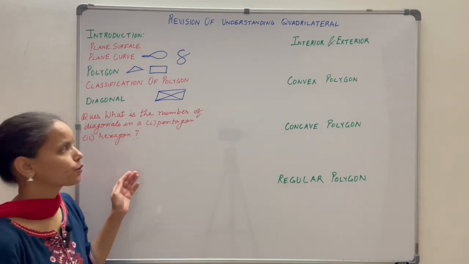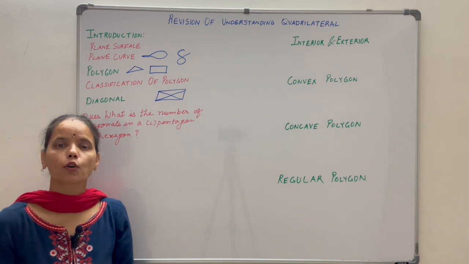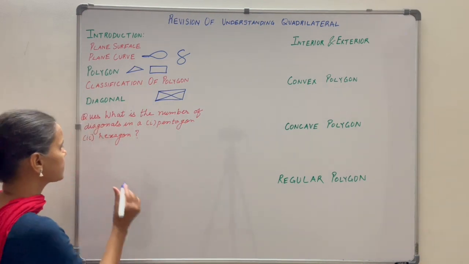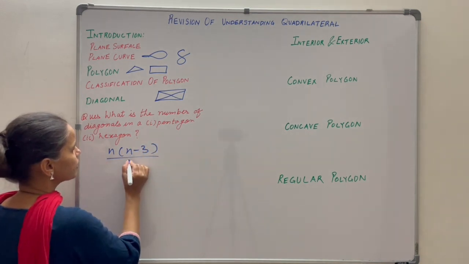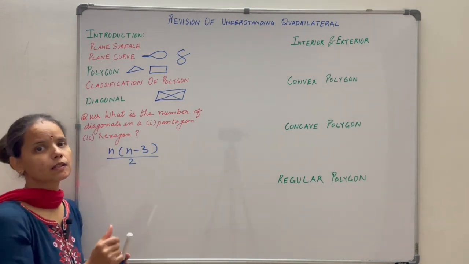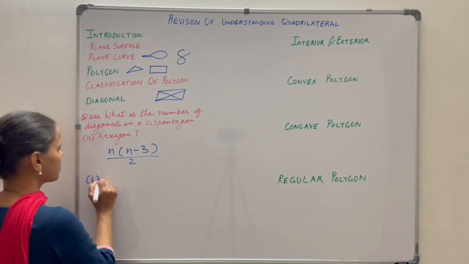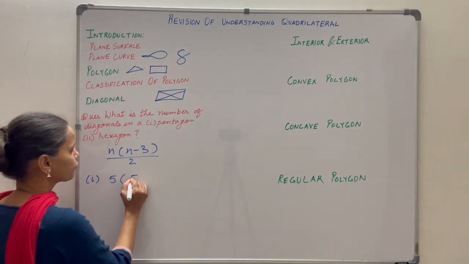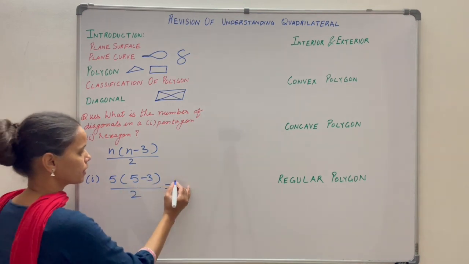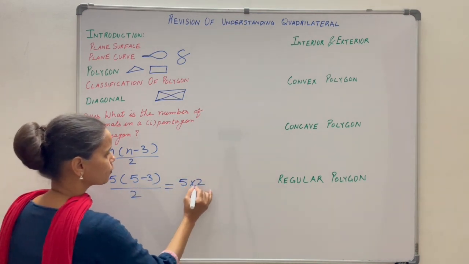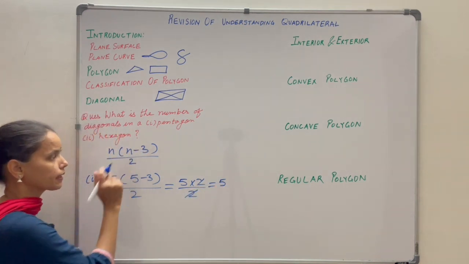Now let us do this question. What is the number of diagonals in a pentagon and a hexagon? The formula to calculate the number of diagonals is n into (n minus 3) divided by 2, where n is the number of sides. Pentagon means 5 sides, so replace n with 5. 5 into (5 minus 3) upon 2. 5 minus 3 is 2, so 5 into 2 upon 2. This will be cancelled. So the number of diagonals in a pentagon is 5.